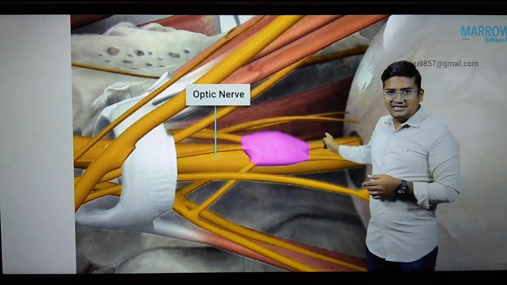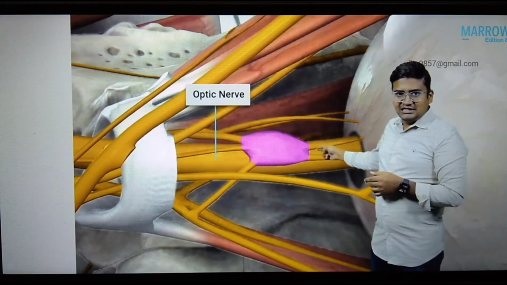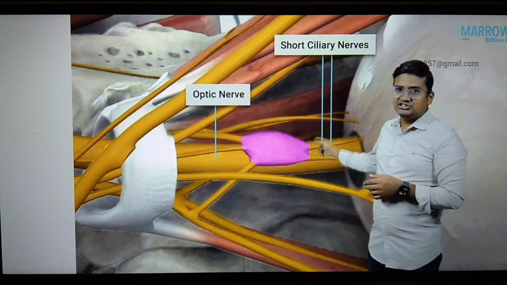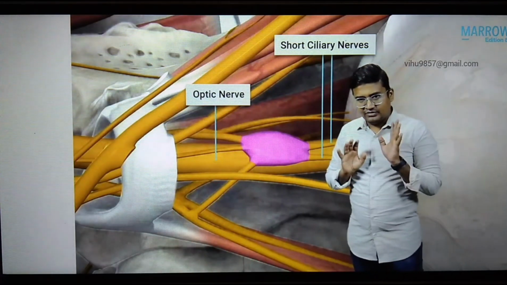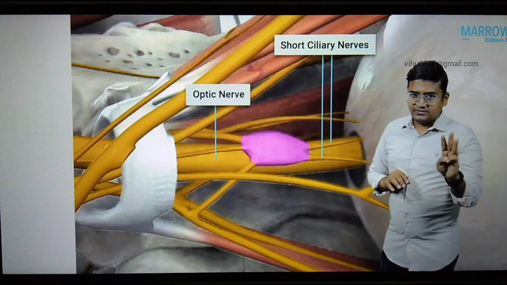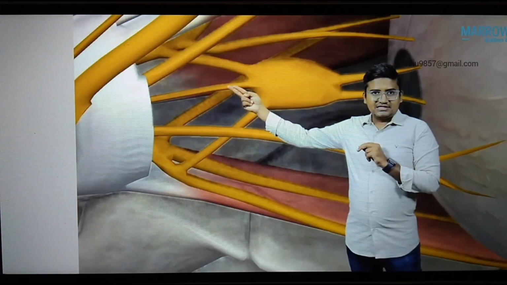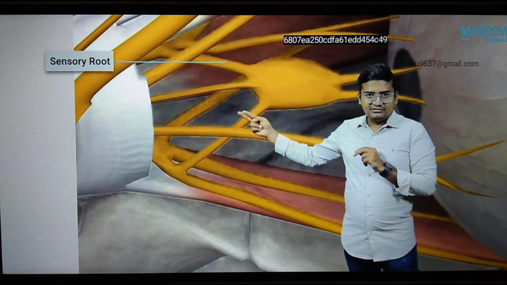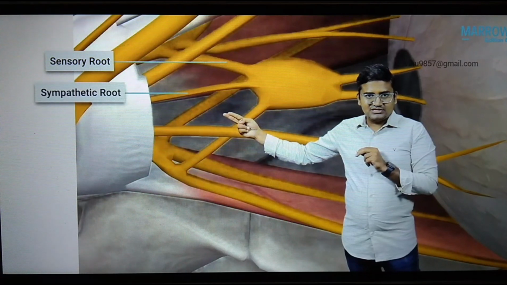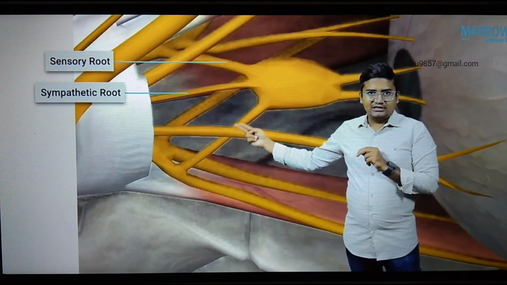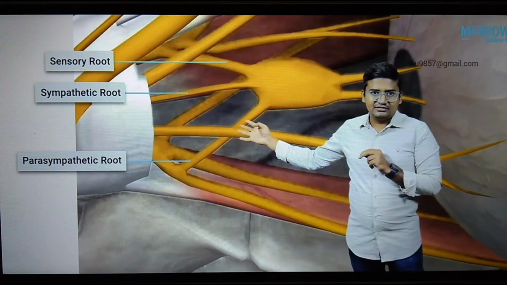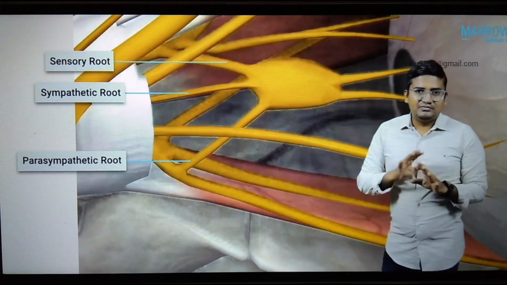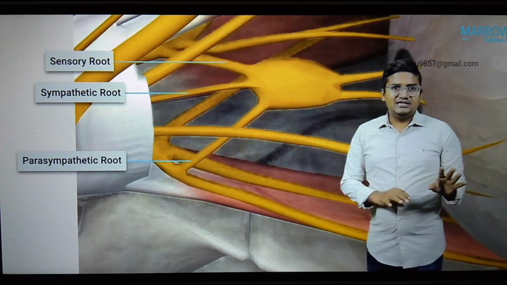Clear? Now you are seeing the branches there. Can you see the small branches? These are nothing but the short ciliary nerves. Please remember, they are the branches from our ciliary ganglion. The ciliary ganglion will have 3 roots. This is the sensory root, this is the sympathetic root, and this one is the parasympathetic root. The nerve to inferior oblique will carry the parasympathetic fibers to the ciliary ganglion. Right, these are the few basic points about the ciliary ganglion.